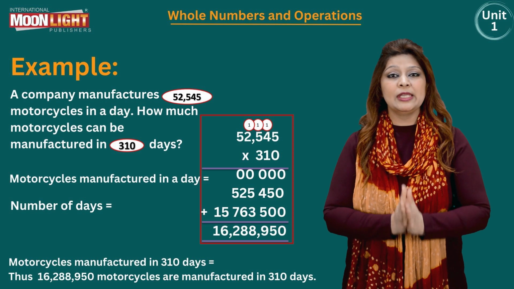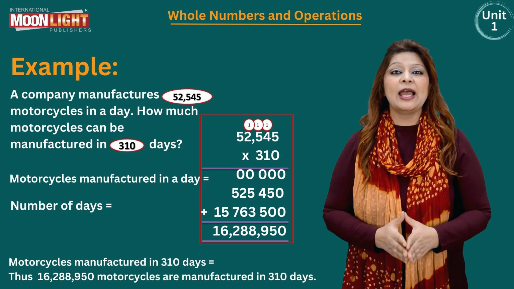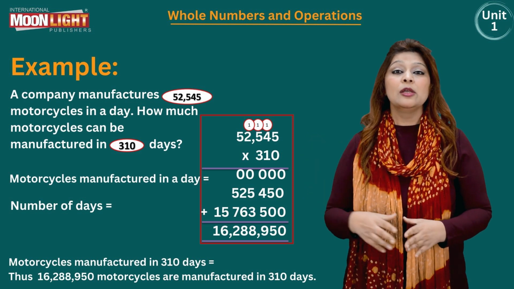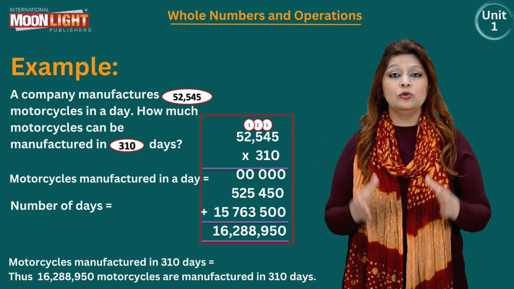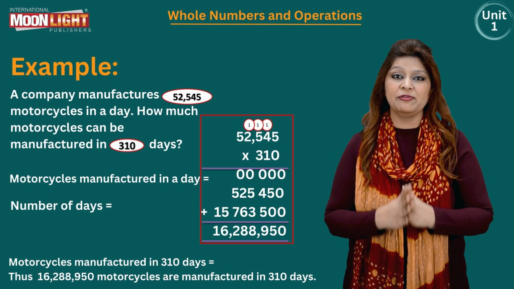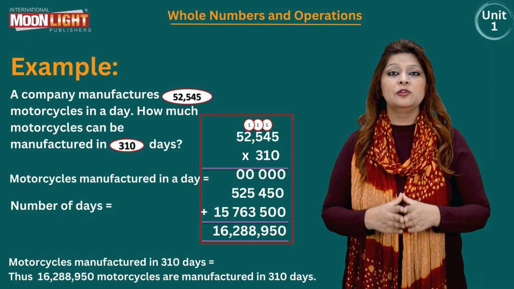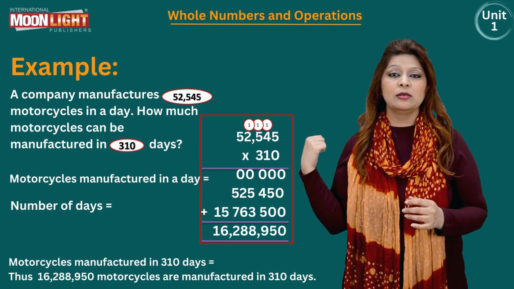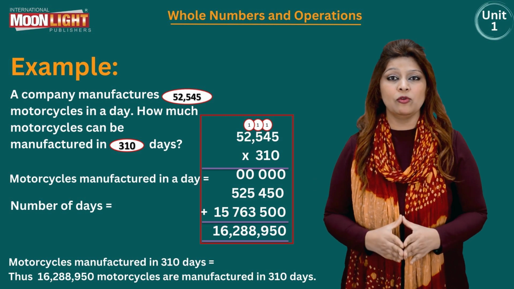Now my dear students, here is 3. 3 is at the hundreds place, so I will write 2 zeros over here. And I am going to multiply this number 3 with 52,545. Starting with the ones place, 3 multiplied by 5 is 15. Then 5 will come here and 1 will come on the top of the number 4.